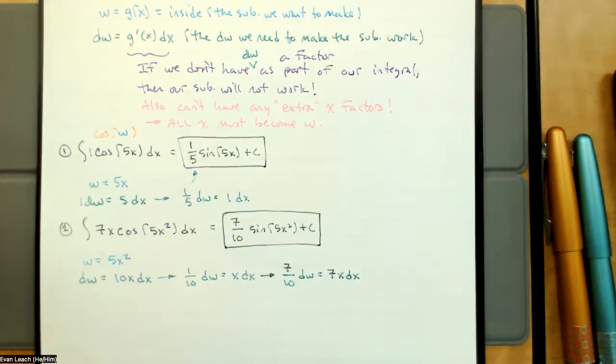Once again, once we identify the inside is going to be 5x squared, the dw is the dw that we need to make that substitution work. And by identifying 5x squared as the inside, that says we're going to be integrating a cosine. So that makes us think we're going to be integrating cosine. The integral of cosine is sine. And that's why we just get to this 7/10.